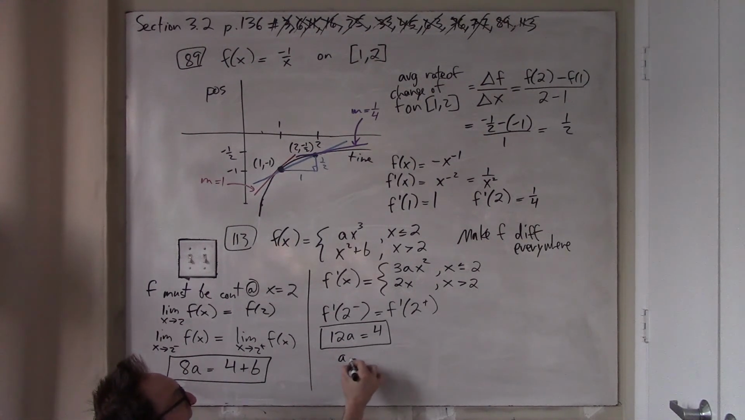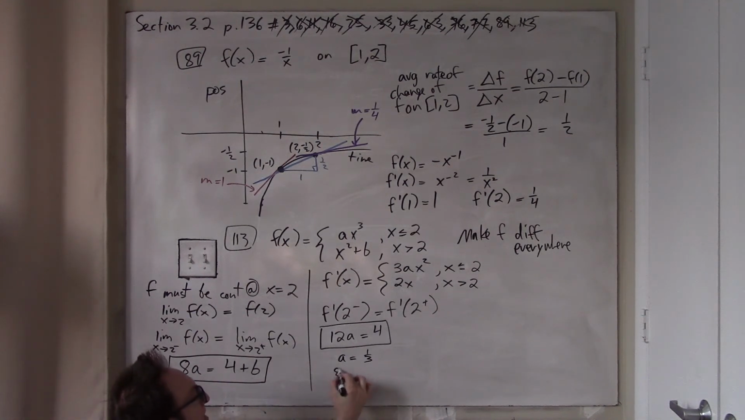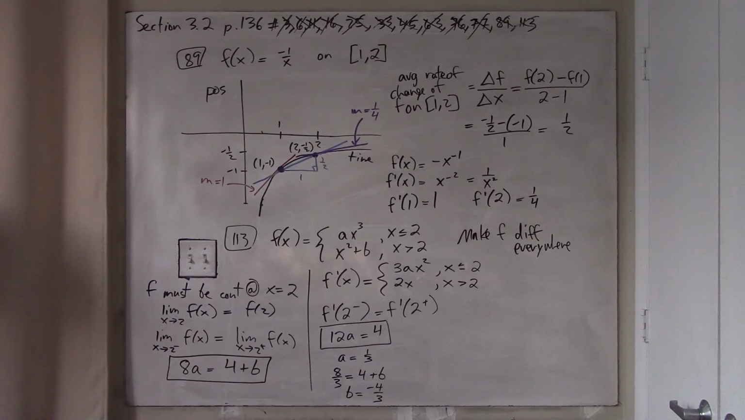Well, what do I get? A is 1/3, and if A is 1/3, then 8/3 has to equal 4 plus B. So what is B? -4/3. Did I do that right? 12/3 minus 4/3 is 8/3. Why am I doubting myself? A is 1/3. 8/3 equals 4 plus B. So B is 8/3 minus 12/3. Yeah, that just seems right.